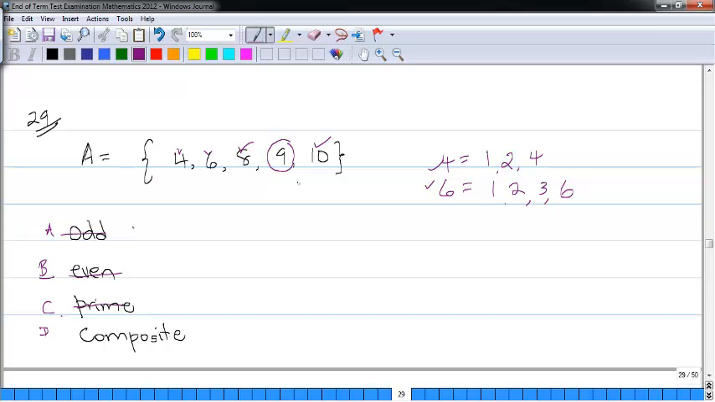We have established that 4 and 6 are composite numbers. Let's look at 8. 1, 8, other factors being 2 and 4. So again, we have more than 2 factors. Let's look at 9. 1, 9, and 3. What about 10? We have 1, 10, 2, and 5. So the set, being 4, 6, 8, 9, and 10, is a set of composite numbers, and our answer in this case is D.